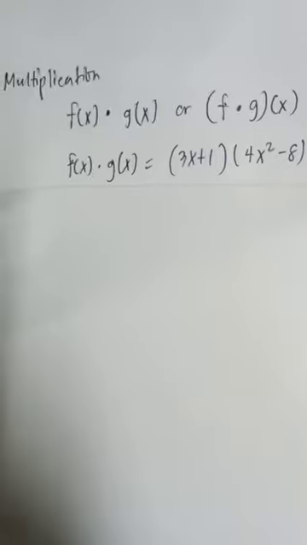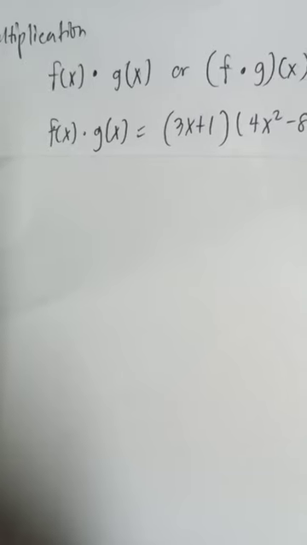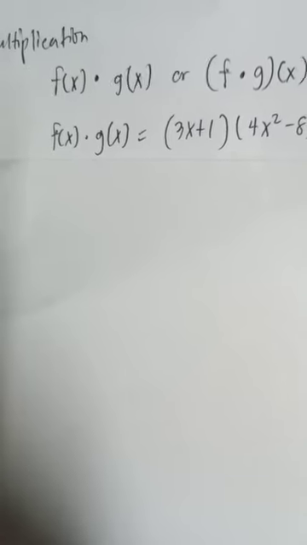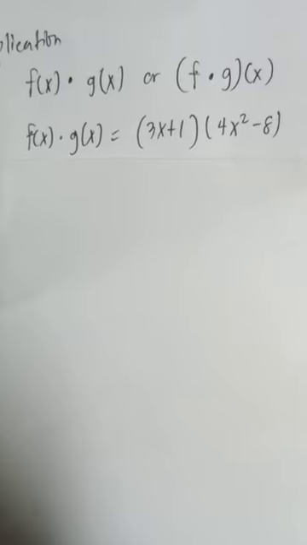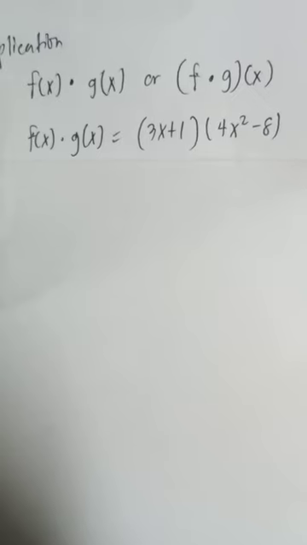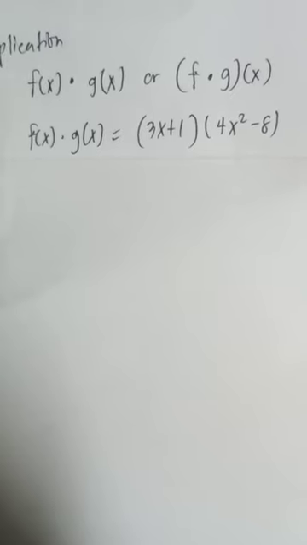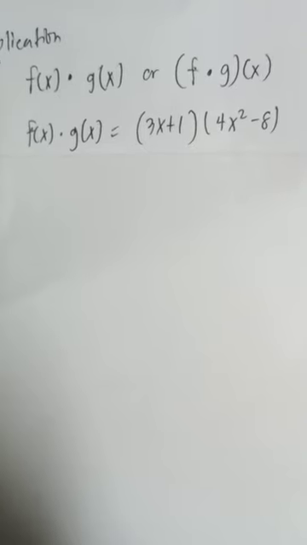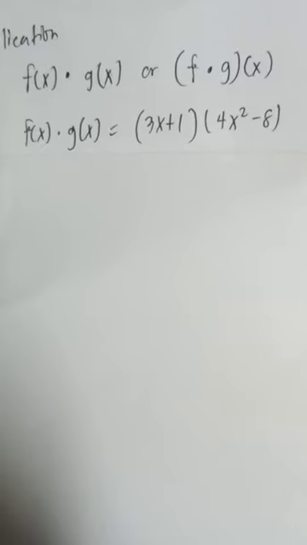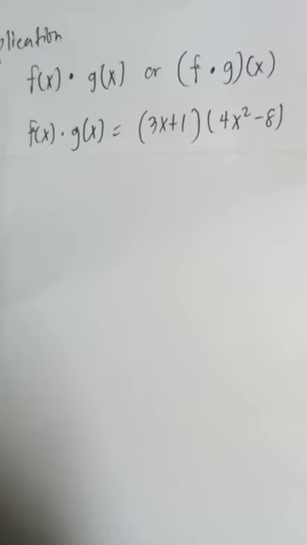I-write natin yan into this one. So we have f of x times g of x is equal to the value of f of x times the value of g of x. So we have 3x plus 1 multiplied to 4x squared minus 8. Okay? And after that one, you need to use the FOIL method in order to process this or multiply this kind of terms.